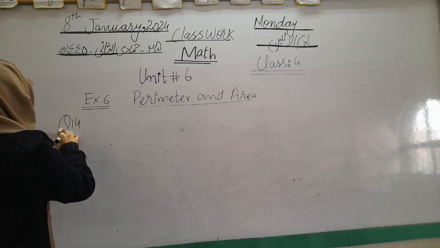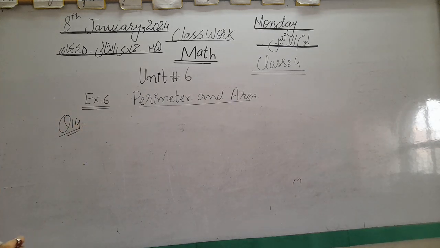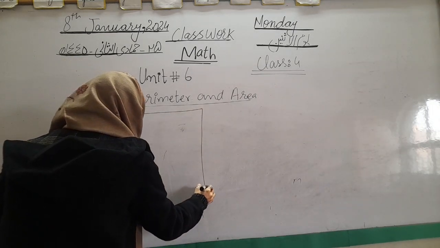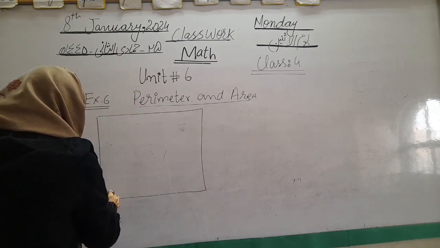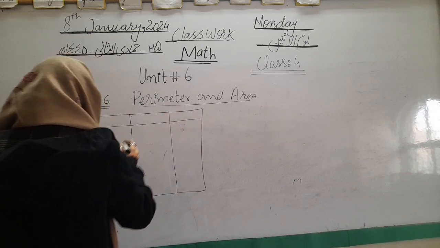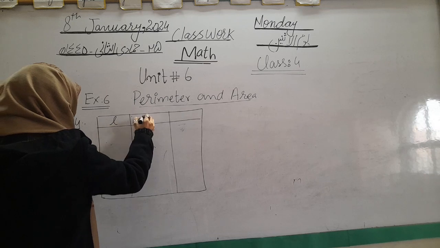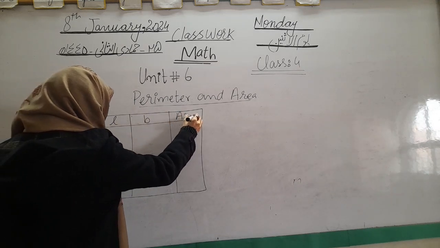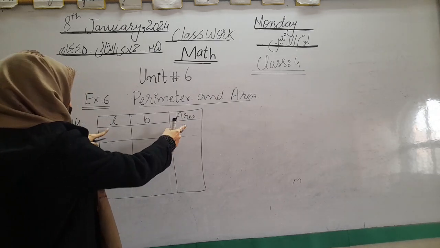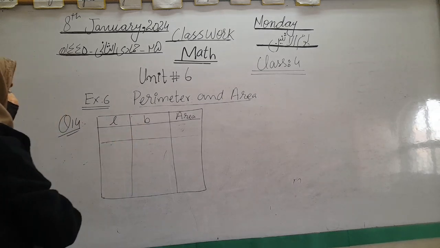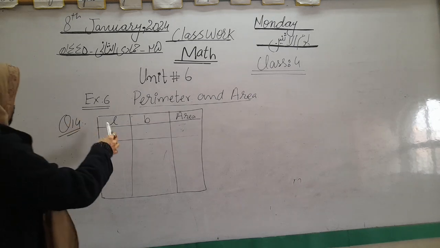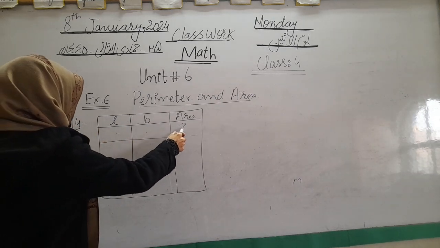Now we have question number 14. In question number 14, we have to find different values. We have already done it in our previous lesson, in which we have length, breadth and area. Sometimes we have length and area, and we have to find the value of breadth, and sometimes we have breadth and area and we have to find the length. In some cases both length and breadth will be given to you, but you have to find the area.